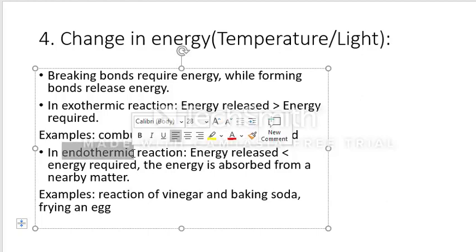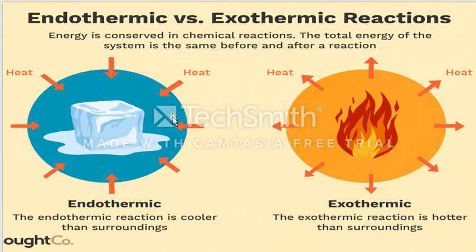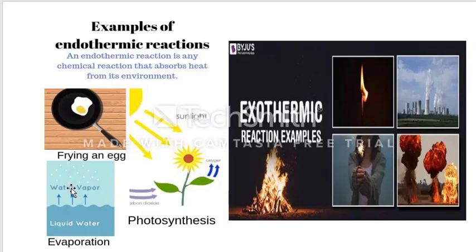It's an endothermic reaction. Here you have a picture that shows the difference between endothermic and exothermic. In endothermic, heat is required. In exothermic, heat is released. This is what you need to know here. These are examples, like we said, photosynthesis, this one. Light is taken or absorbed, so photosynthesis is an endothermic reaction. Frying an egg, you need energy to fry an egg, so energy is absorbed, it's endothermic.